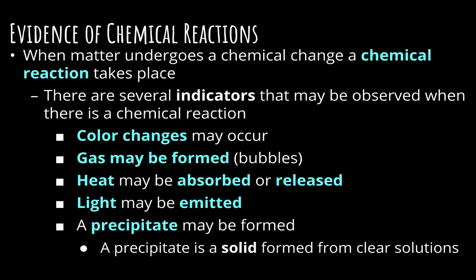Heat can be absorbed or released. If it's significant enough, then the test tube or the beaker that you're doing the reaction in could get hot or cold. But sometimes those changes are so small that you would need a thermometer to detect them. You can have light being emitted, or you could have a precipitate formed. And a precipitate is a solid that's formed from clear solutions.